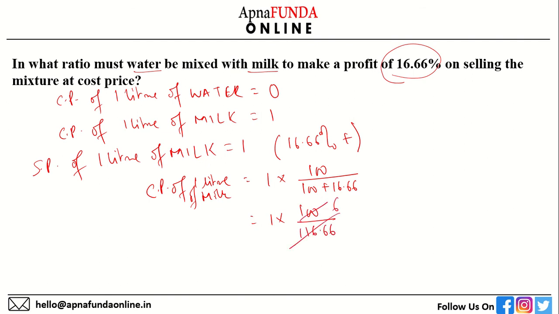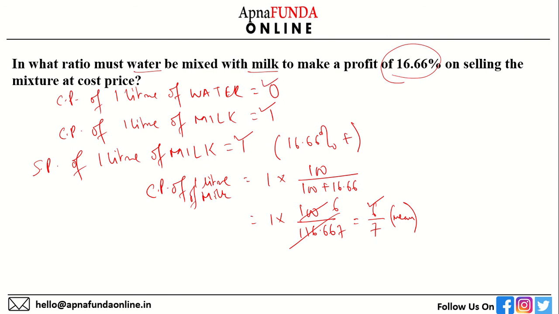So this is 6 by 7. 1 into 6 by 7. So this is 6 by 7. This is the mean price. Correct? So the cost price is actually 1 rupee. The selling price is 1 rupee. And the mean price is 6 by 7. And the cost price of water is definitely 0.